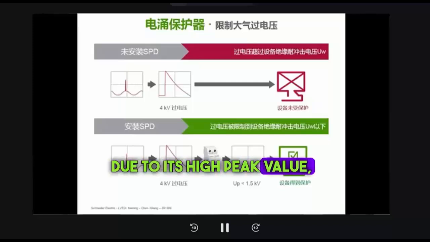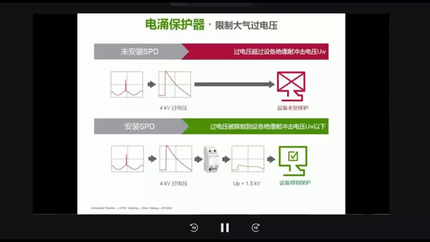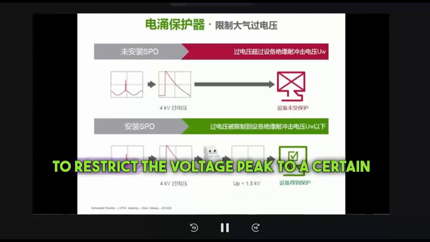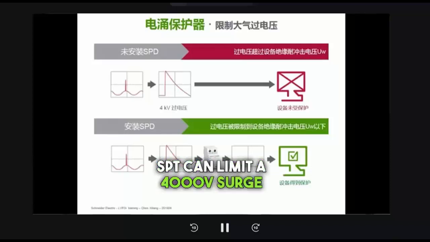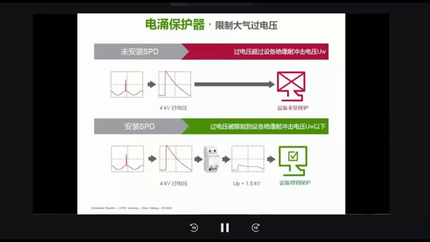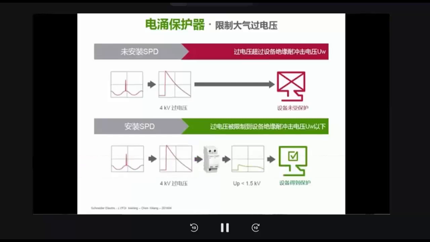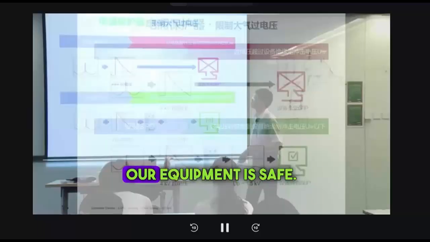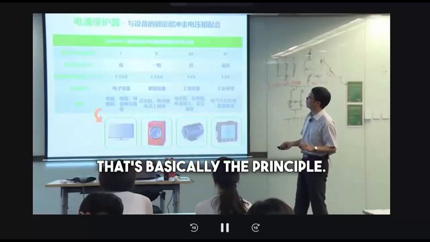Due to its high peak value, it can easily damage sensitive equipment if applied. So what can we do? We use a limiter to restrict the voltage peak to a certain level. For example, SPD can limit a 4000 V surge to no more than 1500 V. My equipment's voltage tolerance is 1500 V, so this way our equipment is safe. That's basically the principle.